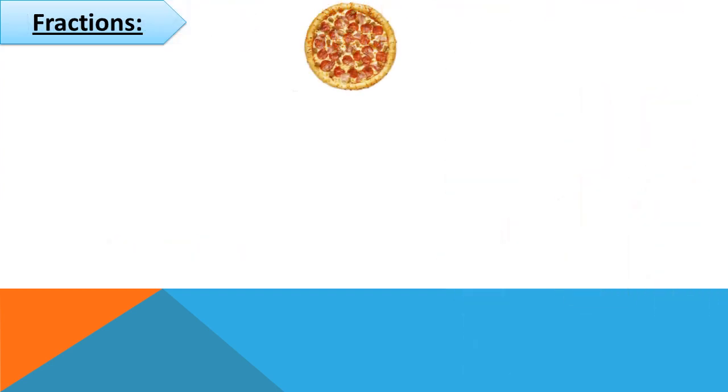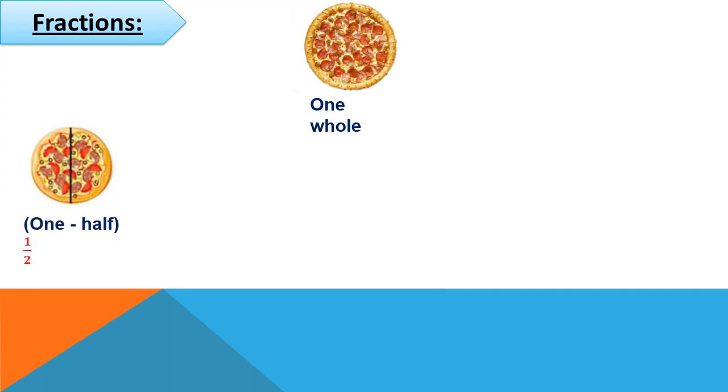If I have my whole pizza here, this whole pizza is called one whole. I didn't divide it now, okay? So this is one whole. But if I have two kids and I want to divide it between them equally, each one will take one half, and it can be written like this.